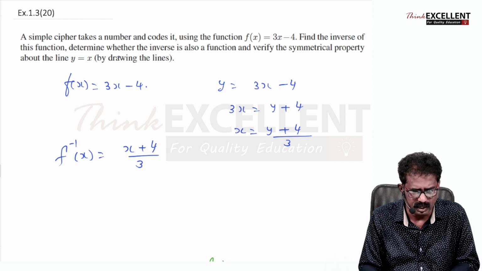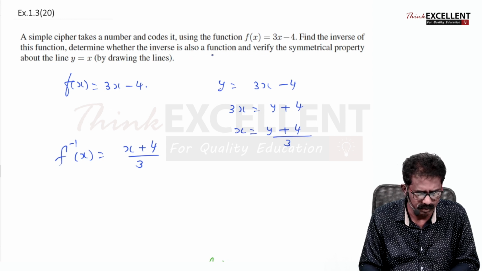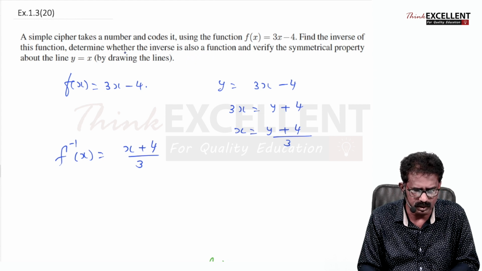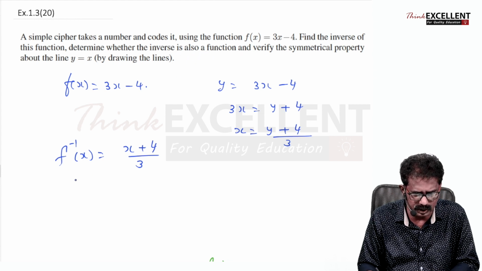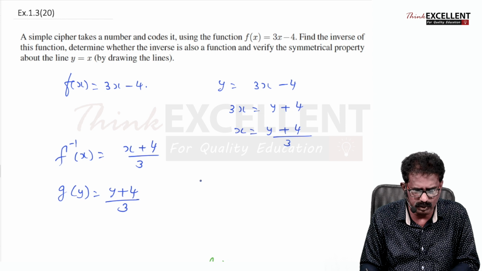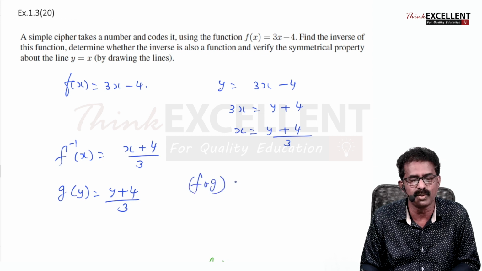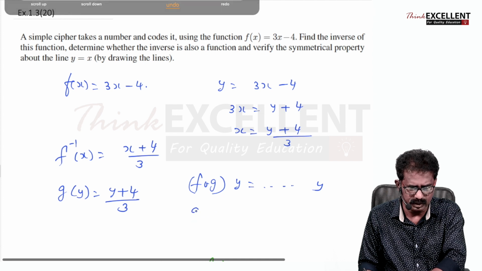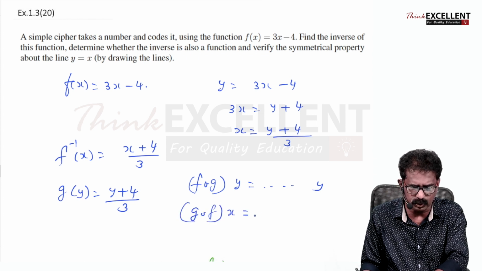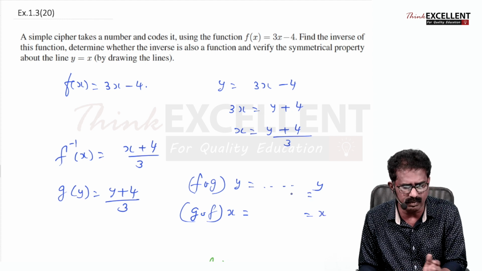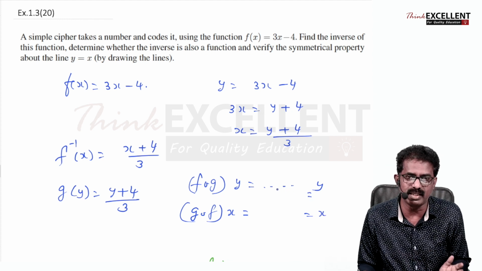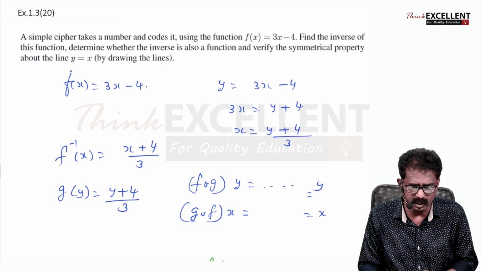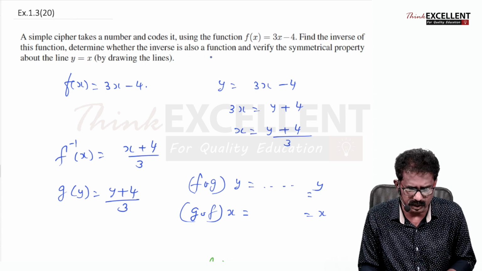Find the inverse of the function. Determine whether the inverse is also a function. So for that you know the method, right? You take this as g of y. g of y equal to (y plus 4) by 3, right? Now you know f composition g of y, you will get y. That part I want you to do, okay? And g composition f of x, easily you can do that. You can prove it is equal to I of x. So they are invertible. So they are bijections, both f and g. So the inverse of the function is a function. Okay, it is a function.